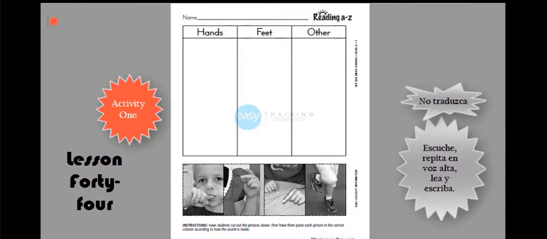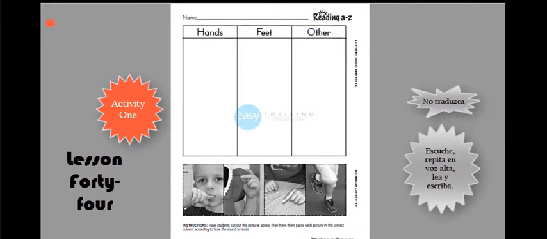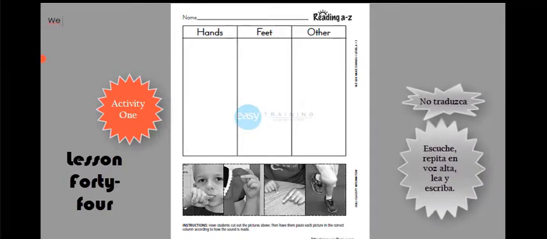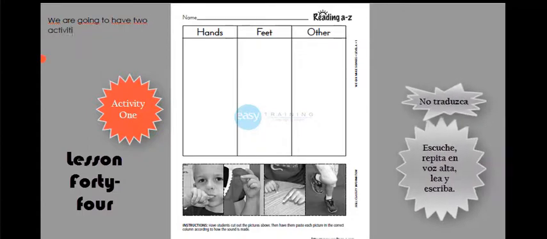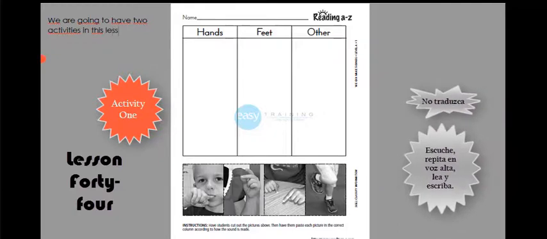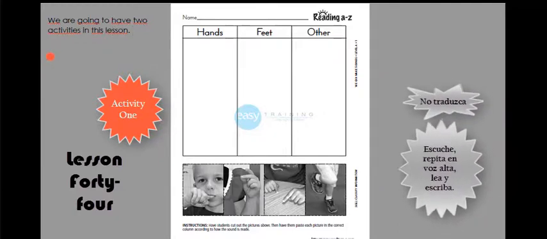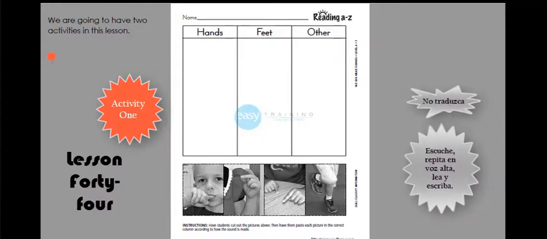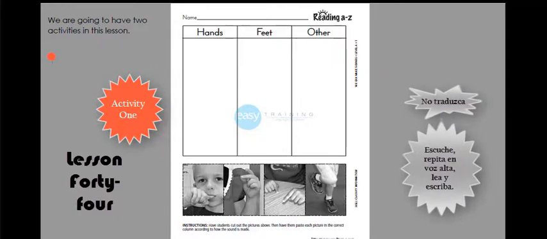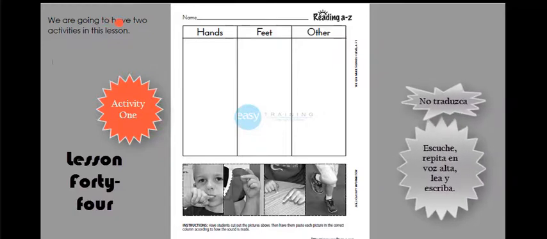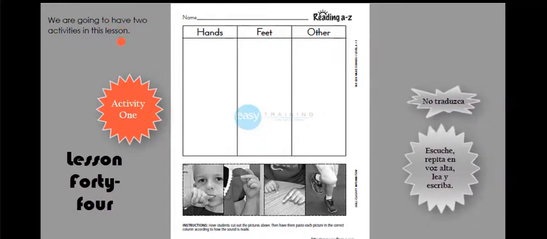We are going to have 2 activities in this lesson. Estoy hablando de un evento futuro. Futuro, casi que inmediato en este caso. We are going to have. Usted ya conoce este verbo. Have. We're going to have 2 activities in this lesson.